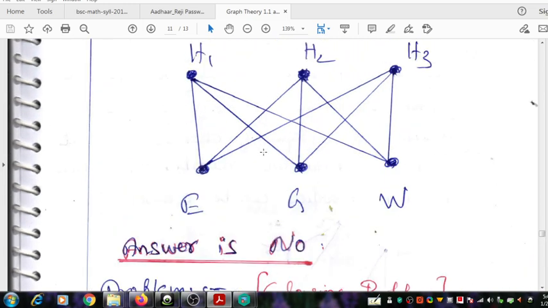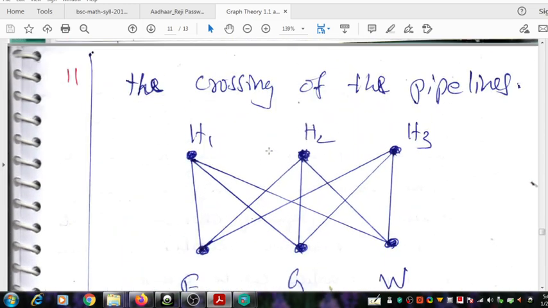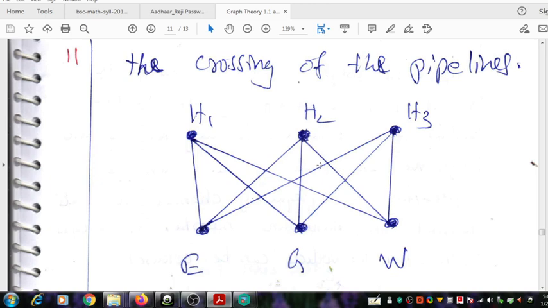Now I shall repeat the problem. Can we lay the pipelines? Here you can see there are so many crossings. By avoiding the crossings, is it possible to lay the pipelines? That is the question. But in this case, you cannot redraw the pipelines avoiding the crossings.